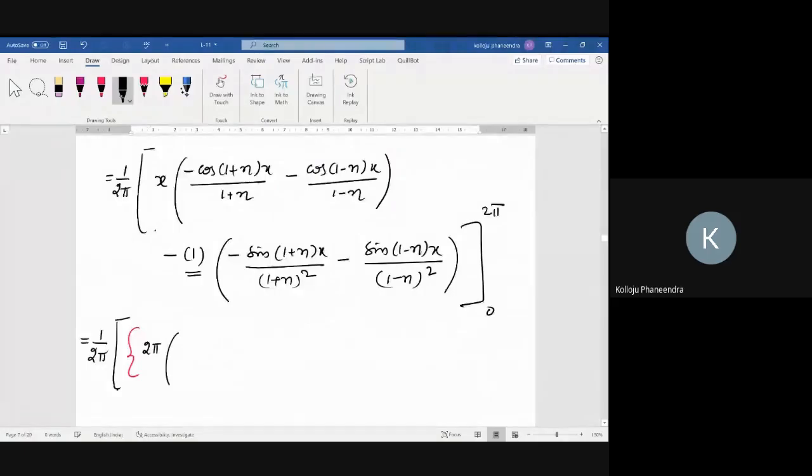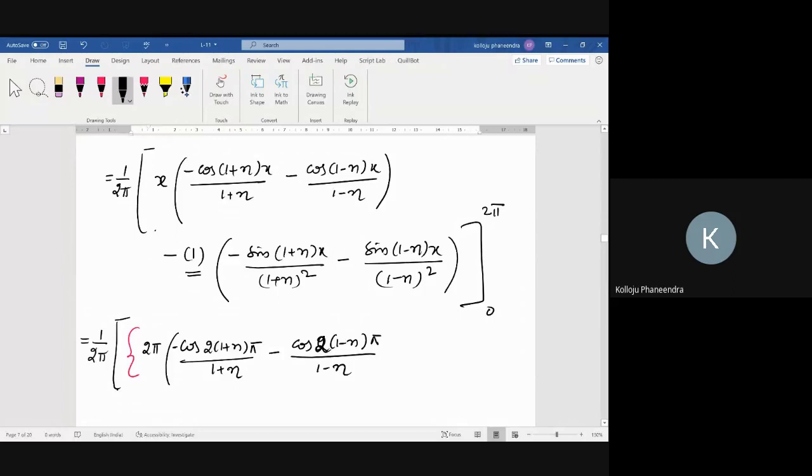Bracket. This is 2 pi. I will write like this: 2 into 1 plus n pi, sine 2 into 1 plus n pi by 1 plus n, minus cos 2 into 1 minus n pi, sine 2 into 1 minus n pi by 1 minus n.